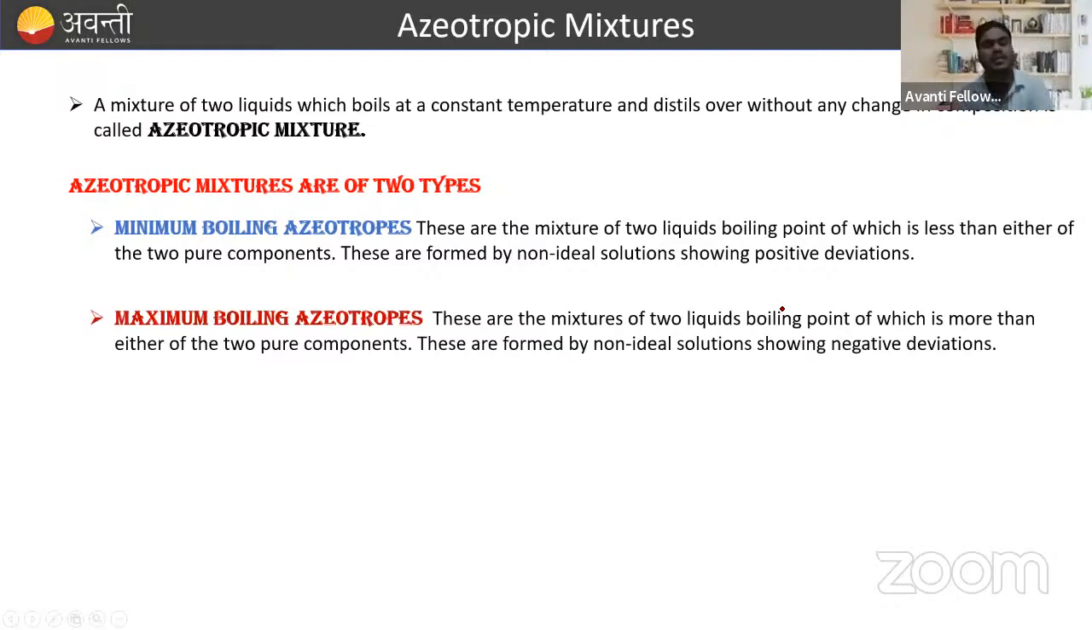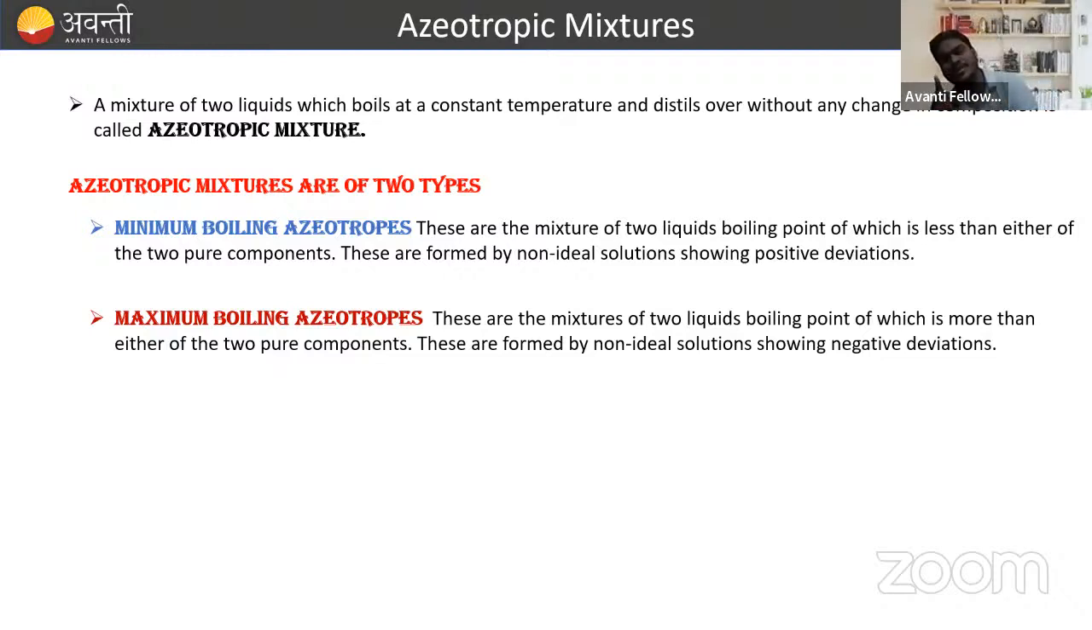Now, what is a maximum boiling azeotrope? What do you mean by this term? These are mixtures of two liquids whose boiling point is more than either of the two pure components, and these are formed by non-ideal solutions showing negative deviation. So these are the maximum boiling azeotropes. I think this is clear to you.